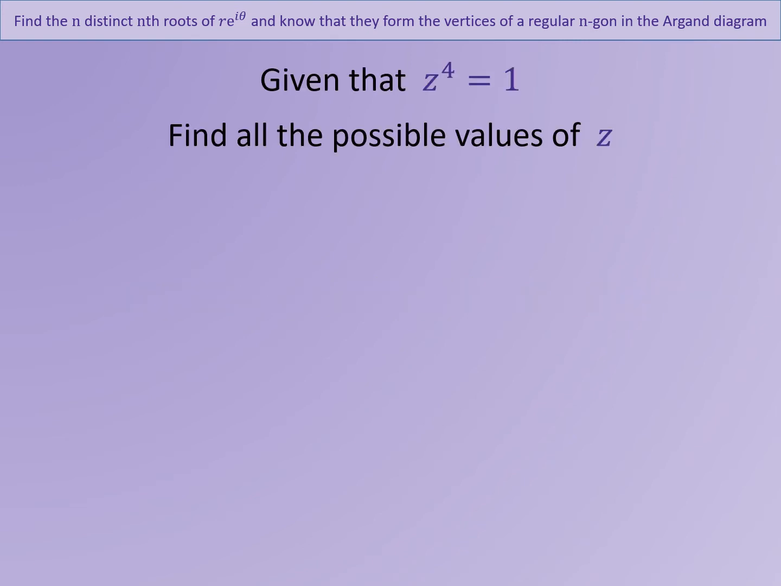Okay, very quickly then. Given that z to the power 4 equals 1, find the possible values of z. So a bit of a recap of the previous bit. You should have got 1. You should have got minus 1. Those two are obvious. But the other ones that you may miss would be i and minus i. Knowing that it's z to the 4 means you're definitely going to get 4 solutions.